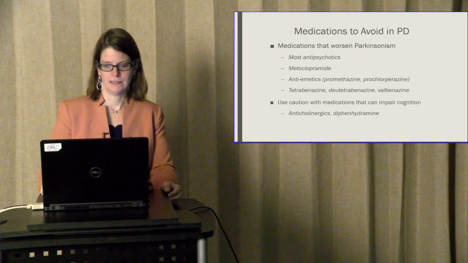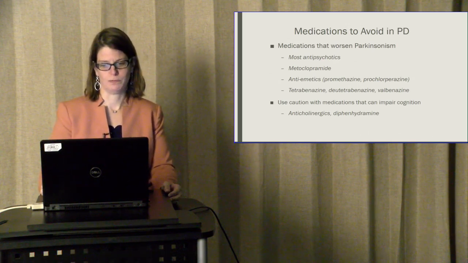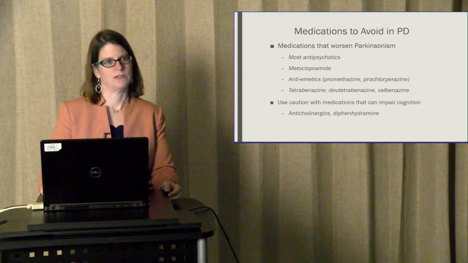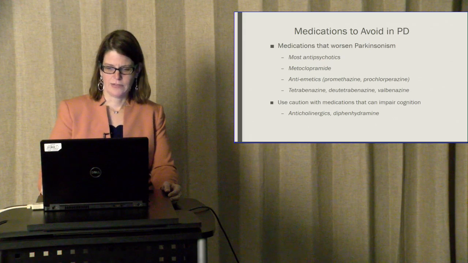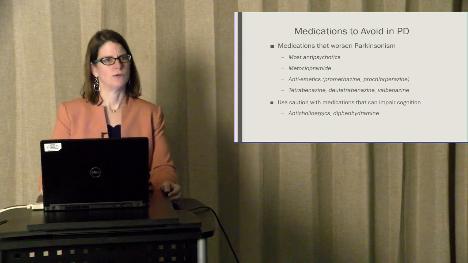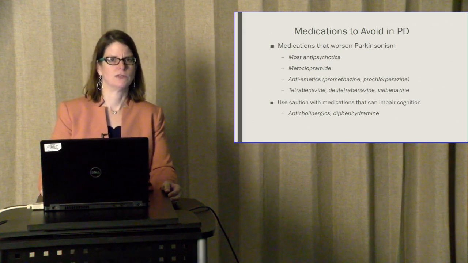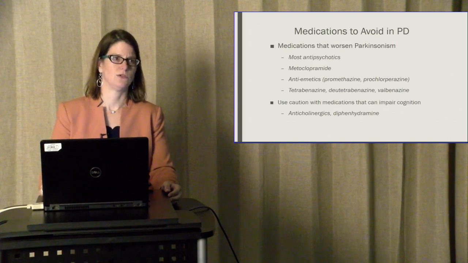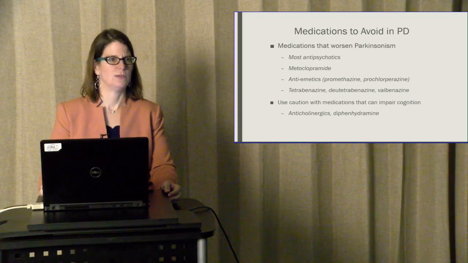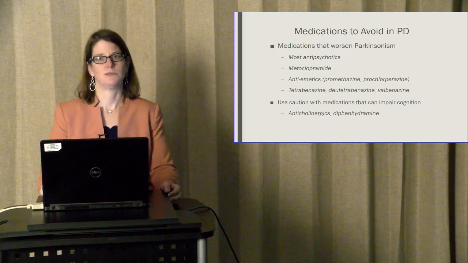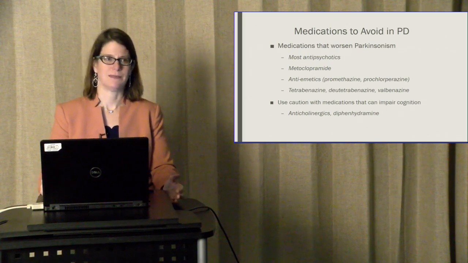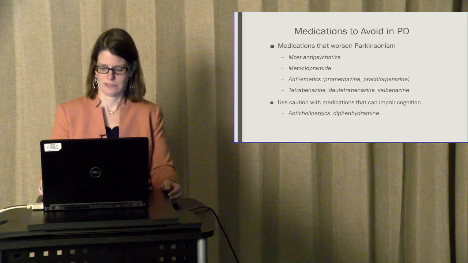Antiemetics like promethazine and prochlorperazine, those can all lead to Parkinsonism and can worsen Parkinsonism in patients with Parkinson's. And then there are some newer medicines that are used for chorea or for hyperkinetic movement disorders, like in Huntington's disease or in tardive dyskinesia, and those medicines can also lead to Parkinsonism. So if you happen to have a patient who has both Parkinsonism and tardive dyskinesia, you have to be cautious with these medicines.